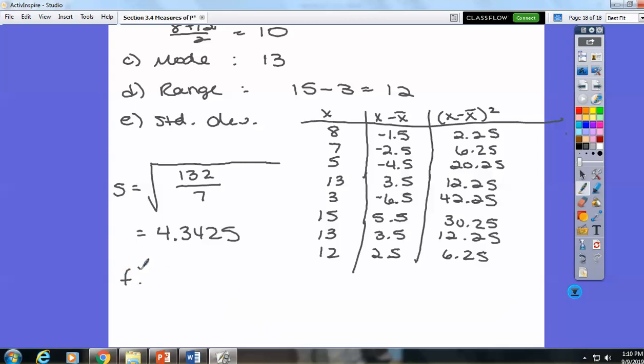If I ask for the variance, what do you do? Variance is just s squared, just your standard deviation squared. So I just take that number and square it, and I get 18.8573.